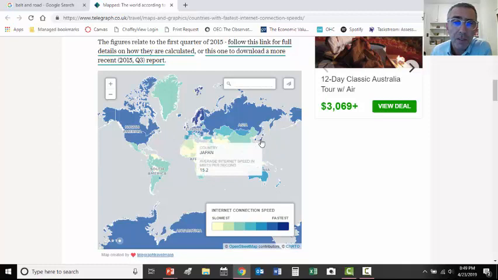Japan is at 15.2. And let's see, Russia is at 9.4. And South Korea, 23.6. Right, 23.6. Unless I'm wrong, South Korea is still the fastest place in the world when it comes to internet speed.